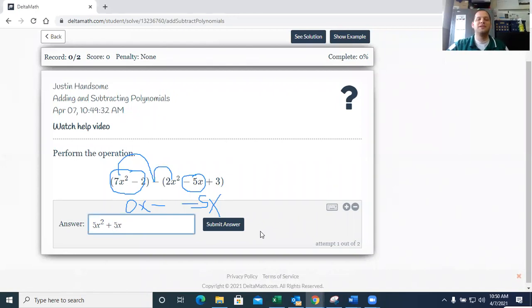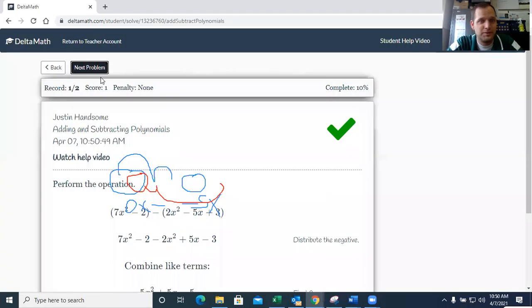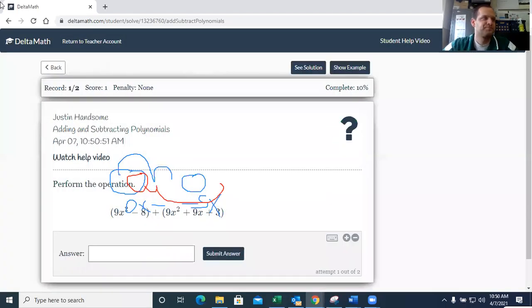Then finally we have negative 2 minus positive 3. What is negative 2 minus positive 3? It is negative 5. What? That doesn't make sense. Well, use a calculator, okay? There we go. All right, let's try the second one.